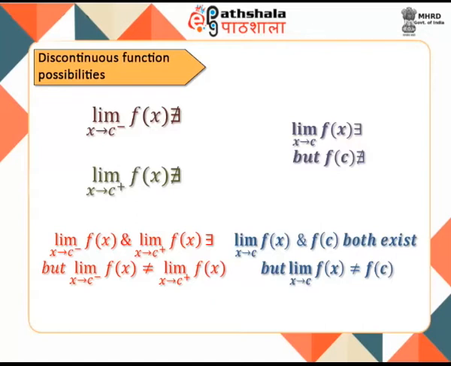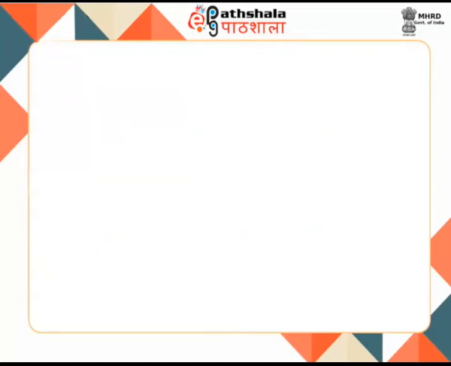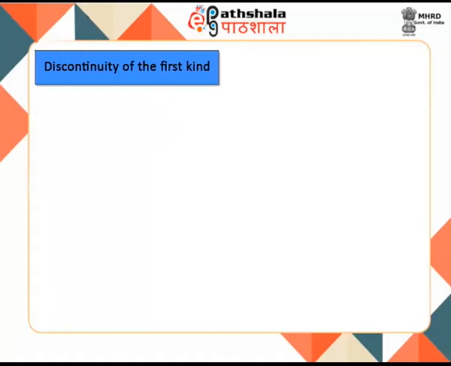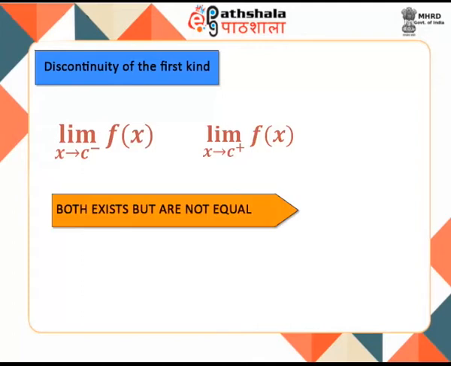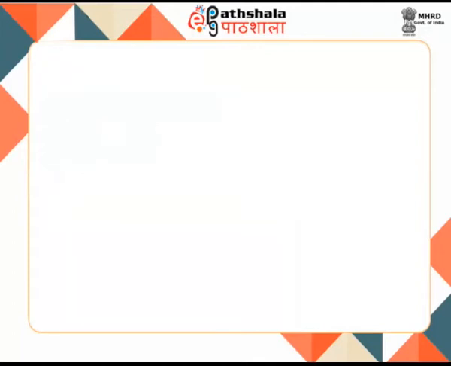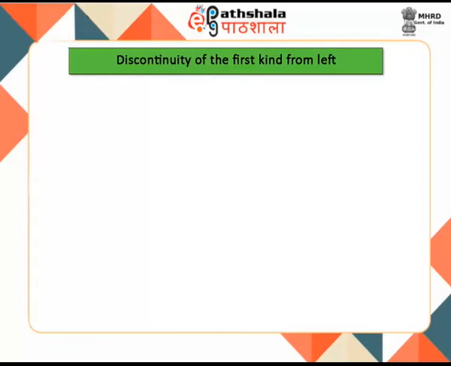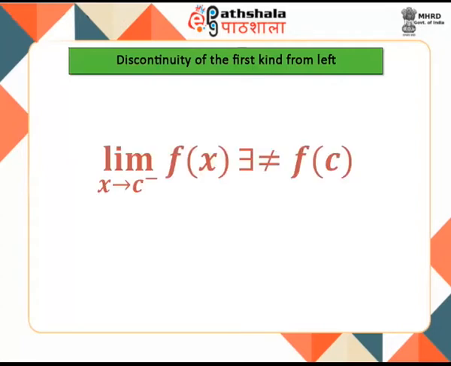the limit as x tends to c of f(x) is not equal to f(c). f is said to have discontinuity of the first kind at x equal to c if the limit as x tends to c from below of f(x) and the limit as x tends to c from above of f(x) both exist but are not equal. f is said to have discontinuity of the first kind from the left at x equal to c if the limit as x tends to c from below of f(x) exists but is not equal to f(c).